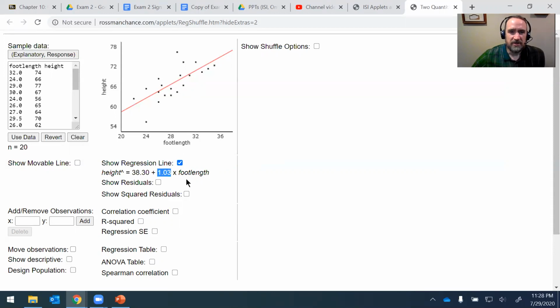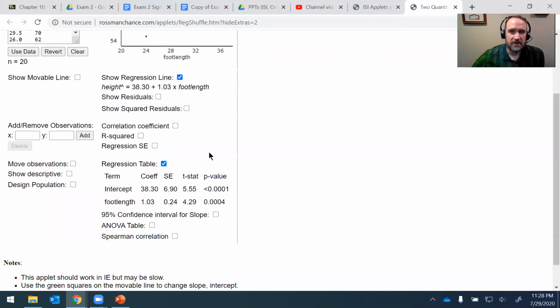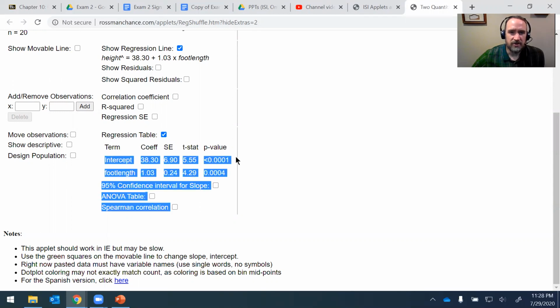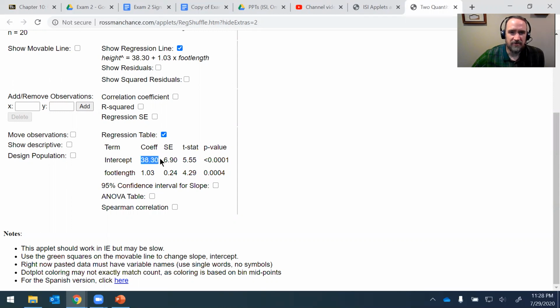To do the theory-based approach, all you have to do here is simply click on the regression table check mark, and it brings up the results from a theory-based approach. So we get two rows in this table besides the headers here. The top one is the intercept. That's the row for inference with the y-intercept. And you can see it gives us the y-intercept value here.